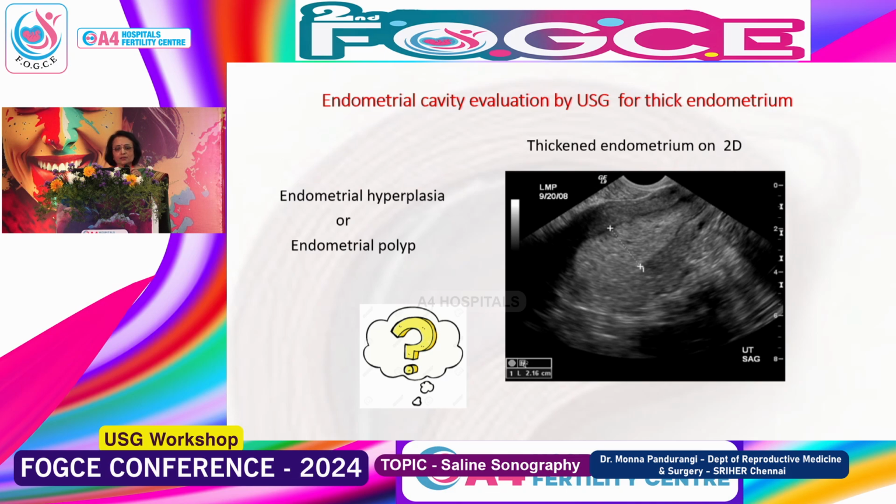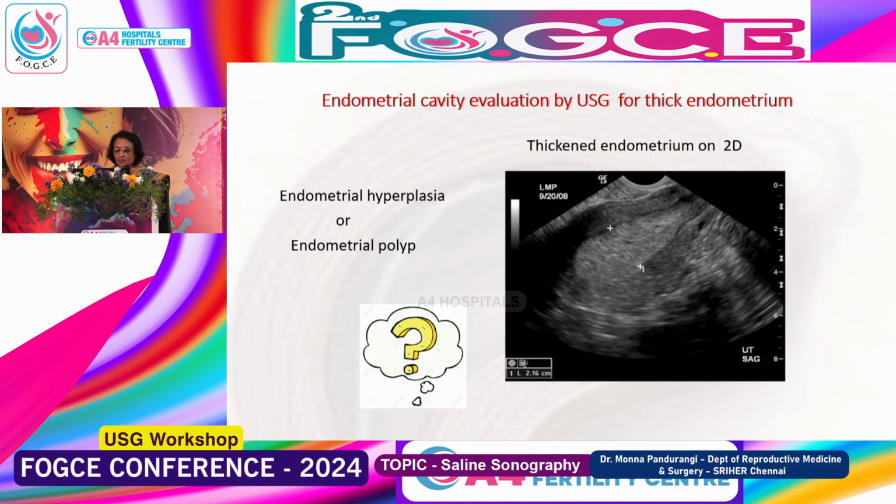Now, evaluating the endometrial cavity. If you have a thick endometrium, is it hyperplasia or a polyp? How do you differentiate? Many a time you have seen, when you do a blind DNC for a thick endometrium, you will see reports saying no tissue obtained. Okay, why did you not obtain a tissue?